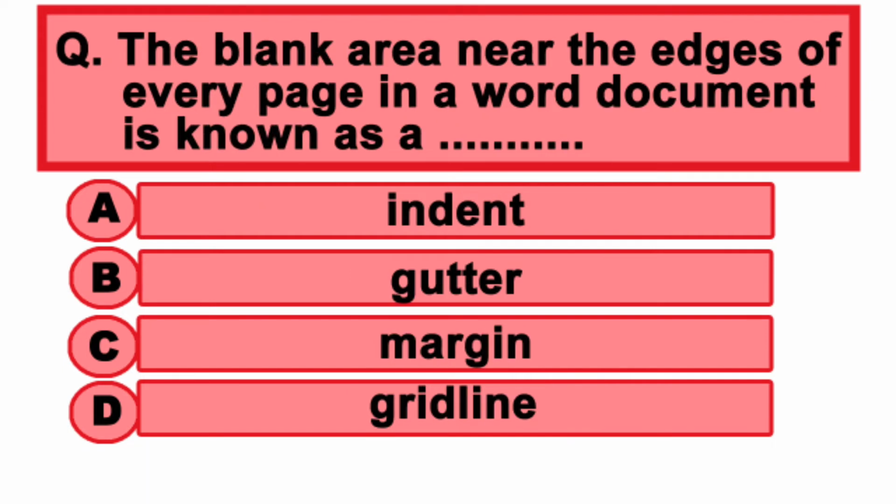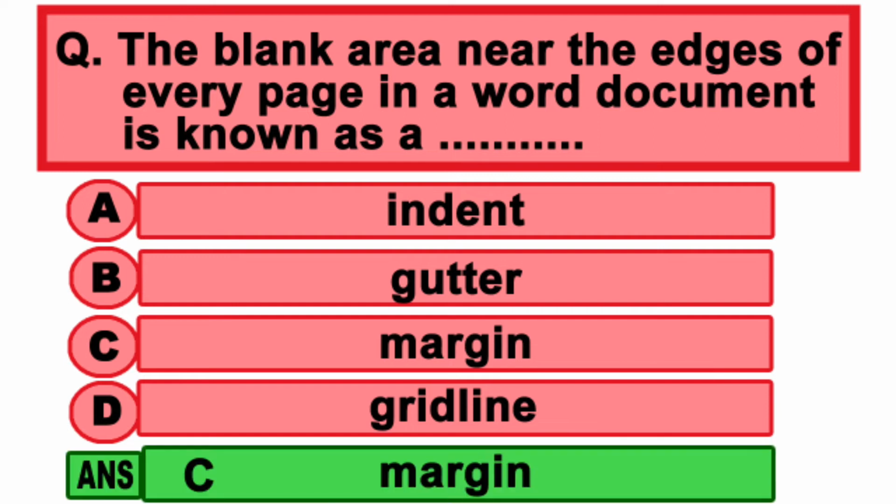The blank area near the edges of every page in a Word document is known as A. Indent, B. Gutter, C. Margin, D. Grid line. Let's see the options in detail.